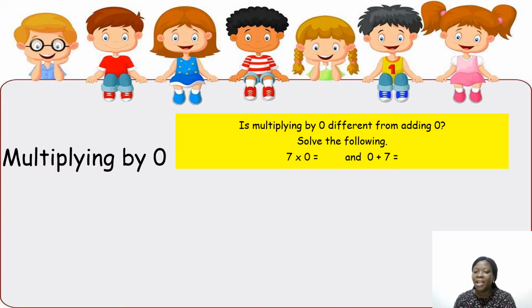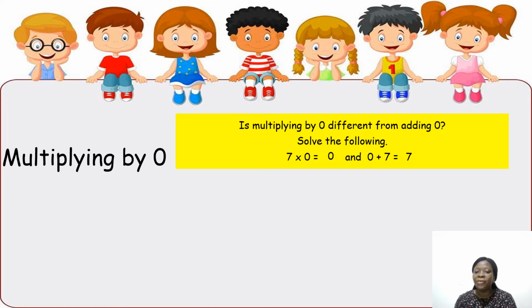Welcome back. So we know from our previous lesson that any number multiplied by 0 is always 0. So our answer here in 7 multiply 0 is 0. But when we add a number to 0, our answer will remain that number. So 7 plus 0 or 0 plus 7 is 7. It's the same for every other number. When you add a number to 0, the answer is that same number.